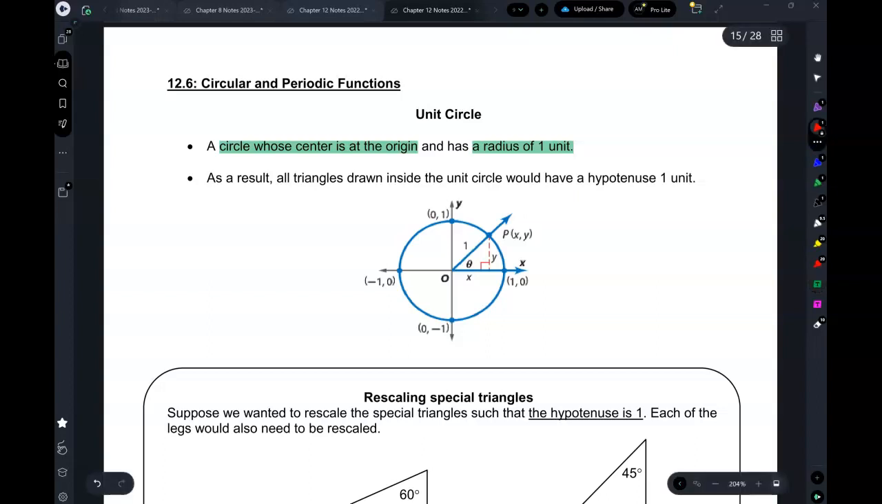right? So if I have a triangle here, like that, do you see how the hypotenuse is actually a radius of the circle? Well, if the radius is 1, then any triangle you draw will have a hypotenuse of how much? 1.